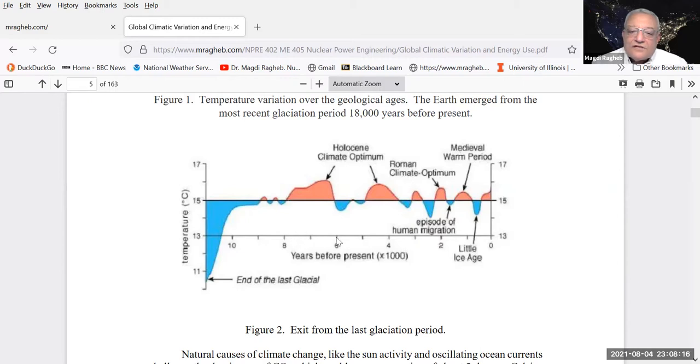So this is now a scale that is not in the millions of years, but in the thousands of years. At some point, very recently, there was a little ice age. I'll talk about it more. During the medieval times, it was warm enough. And we are at a period where there is some warming of the Earth really occurring.